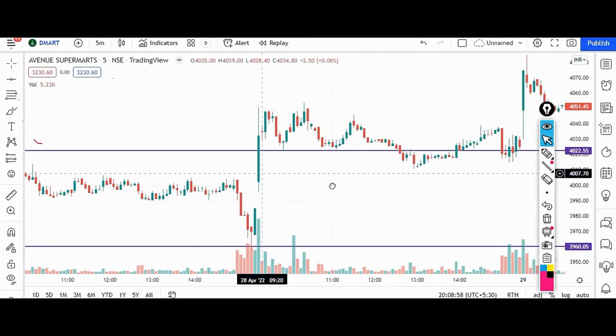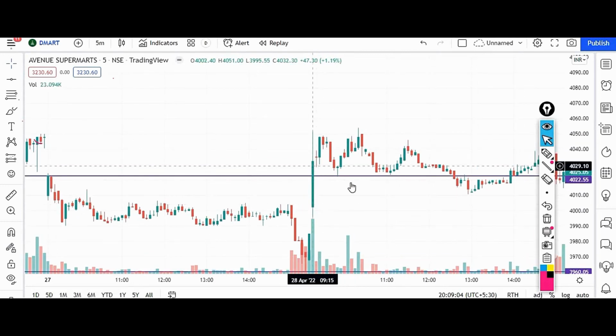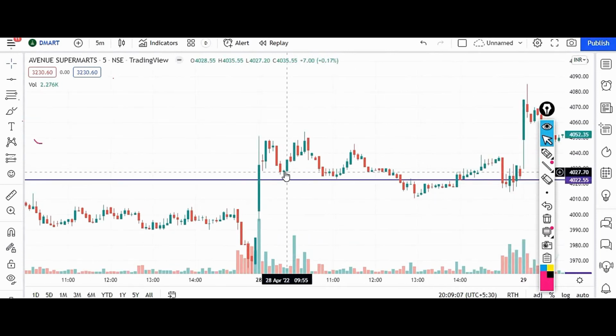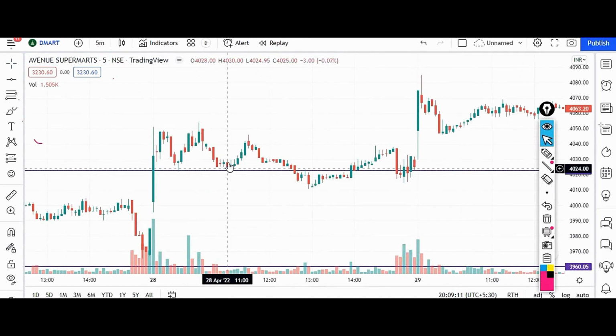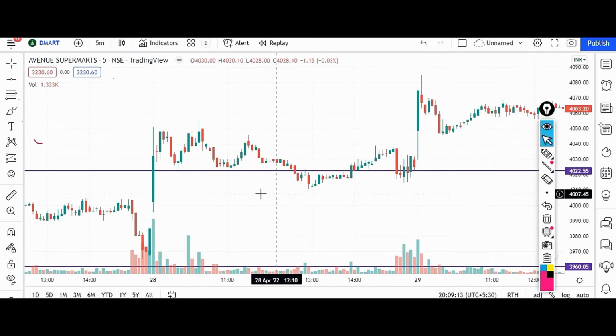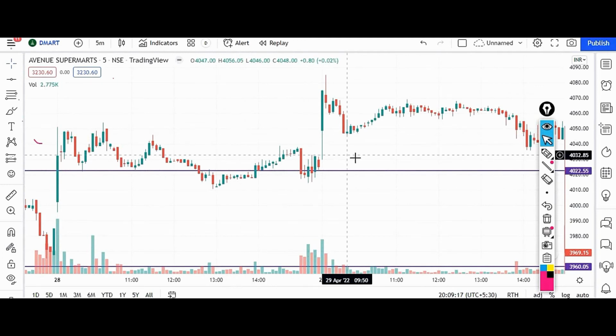Next day, given buy on the first candle, put the stop loss below this level only. Don't put the stop loss here if you want to take an entry, or else avoid the entry. Else you can take an entry here on this candle by rejecting this level and book 1:1. Again, given buy here, 1:1. Given short, some small profit. Given buy and some 1:1.